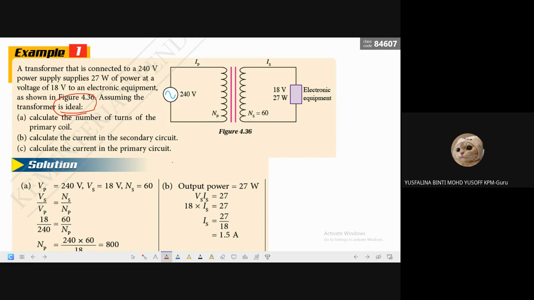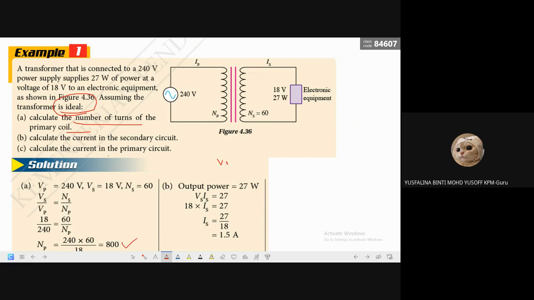Okay, calculate the number of turns in the primary coil. So we just use this formula, Vs/Vp = Ns/Np, because they ask you to find the number of turns, right? If you use VsIs = VpIp, there's no number of turns there. So we just use this one. Then you can get the answer.